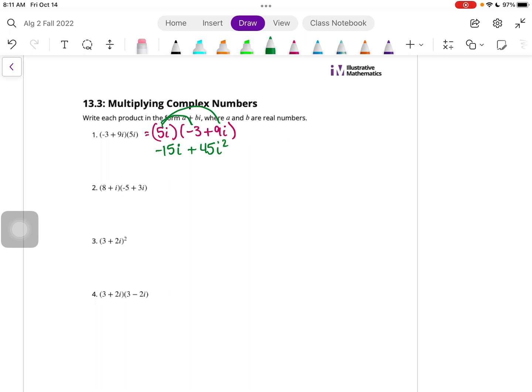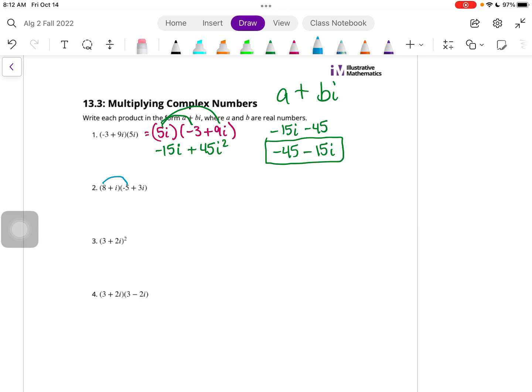And remember that i squared is -1, so it's really -15i minus 45. Well, that is not in the form a plus bi. So we just need to switch that around. So it's -45 minus 15i, and that is in the correct form. Okay? All right, let's take a look at the next one.